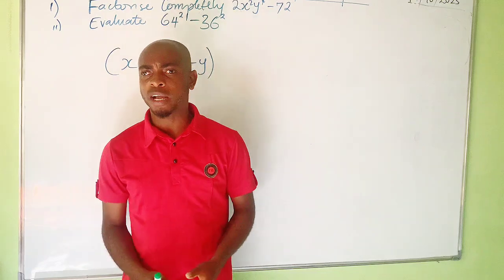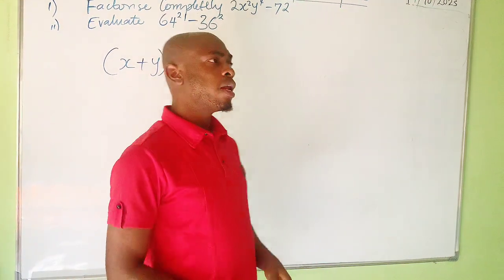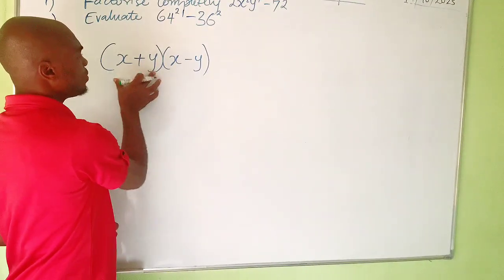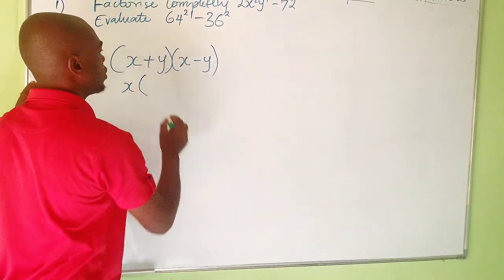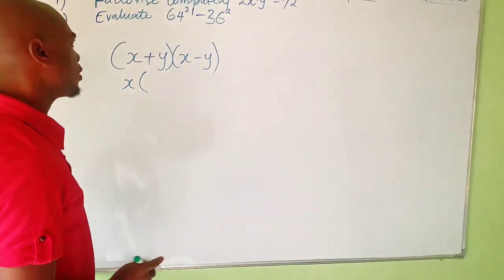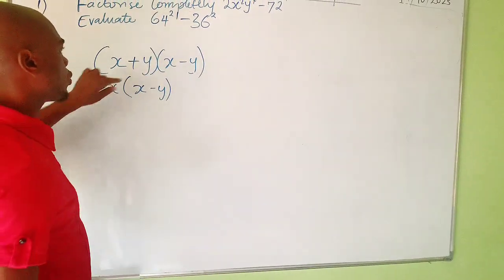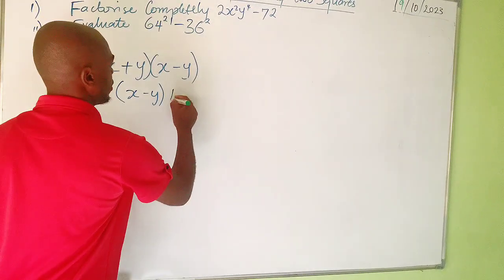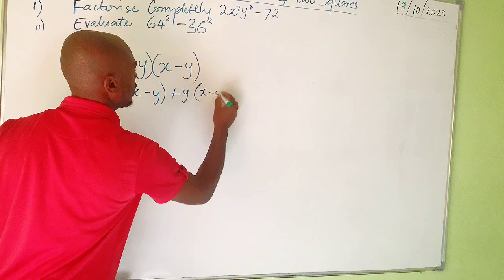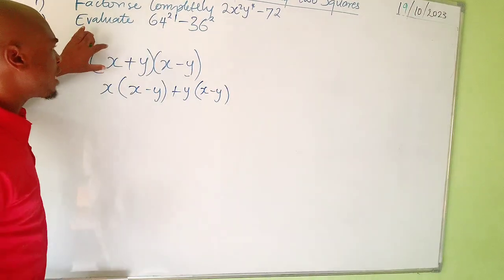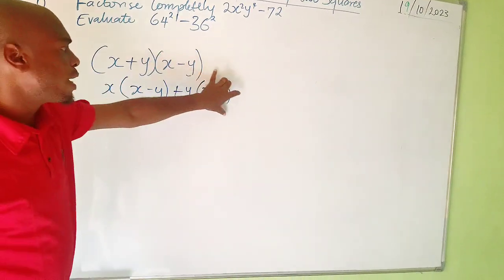Then how do you remove the bracket? There are procedures which you follow so that it will obey mathematical rules. To expand this bracket, use the first thing in the first bracket to multiply everything in the second bracket. What do we have in the second bracket? x minus y. And also use the second thing in the first bracket to multiply everything in the second bracket. This is how we start.